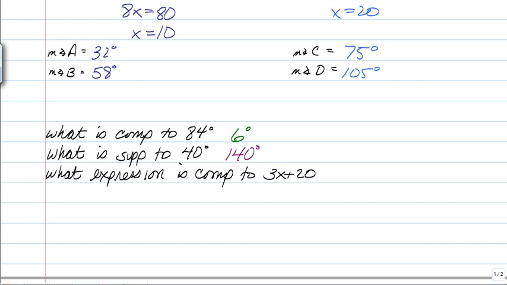The next one's a little tricky though. It says what expression is complementary to 3x plus 20? So you need to write an expression. So if you remember back at the top, it said that complementary angles are 90 degrees minus the given angle. So this would be 90 degrees minus the quantity 3x plus 20. So 90 degrees minus the given angle. Okay, so you distribute your negative, and you get 90 minus 3x minus 20. So negative 3x plus 70. All right, so that's that. Moving right along here.